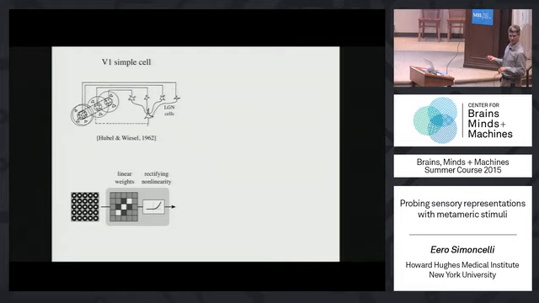So here's an array of LGN inputs coming in. We're going to take a weighted sum of those. Black is negative, white is positive. So we add up these three guys, we subtract the two guys on either side, and then we run that through a rectifying nonlinearity. That's a simple cell.